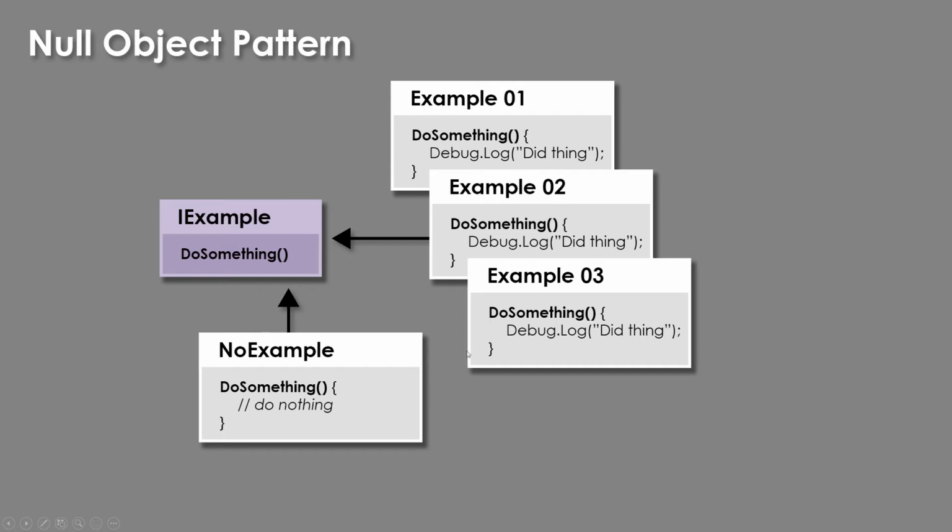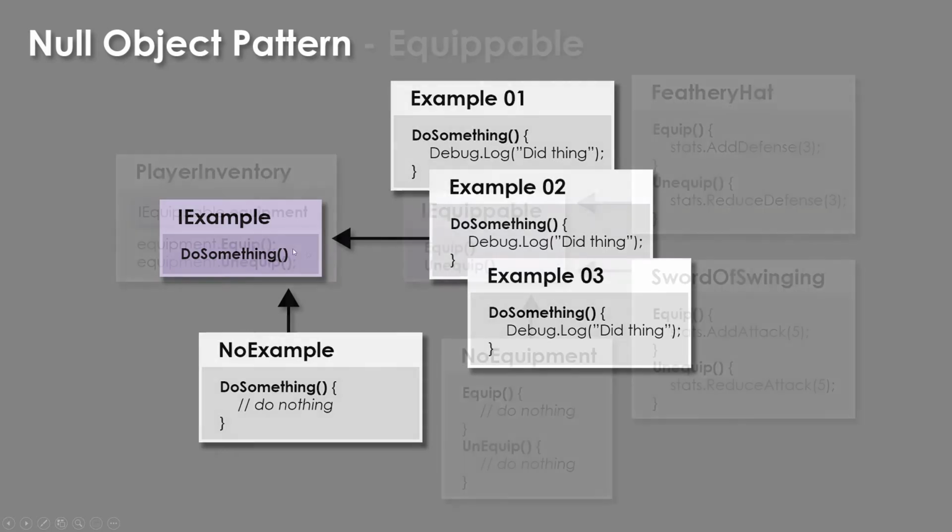And no matter what it does, it's either going to do its own particular thing, or in the case of no example, it's not going to do anything. But either way, we are not breaking our code, and we don't need to do our null check.